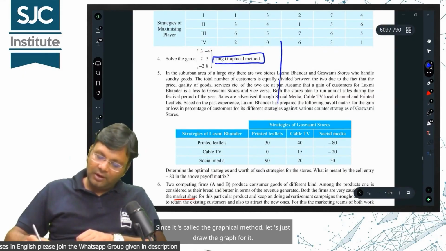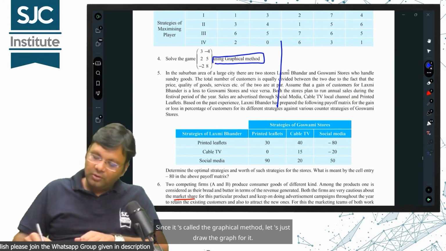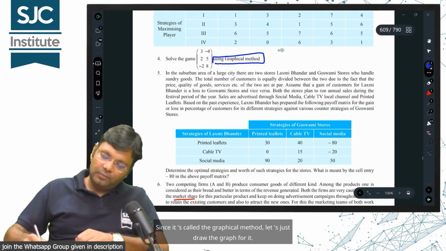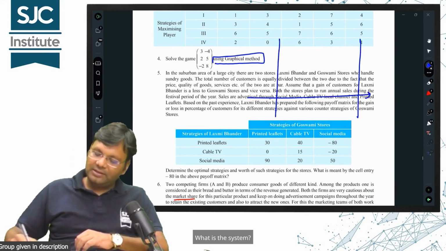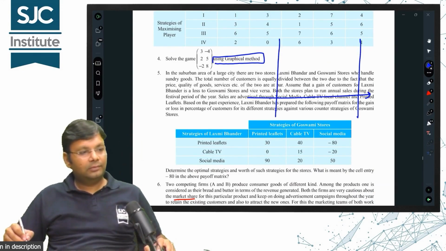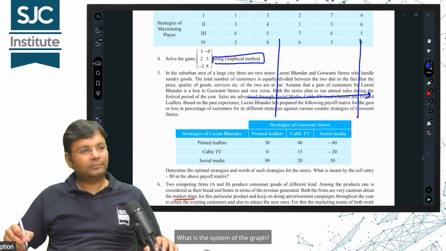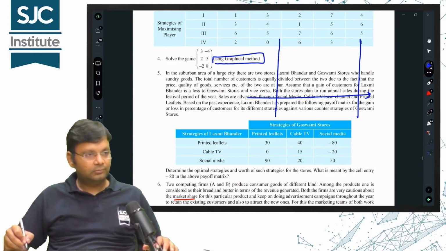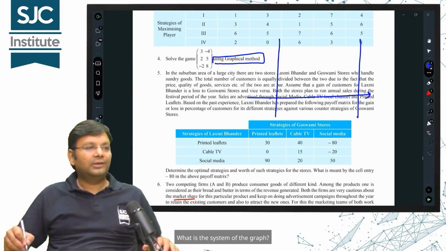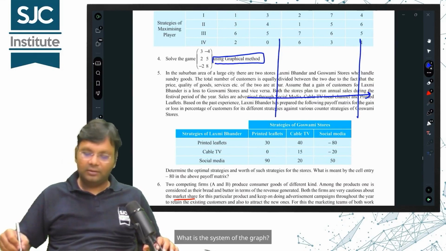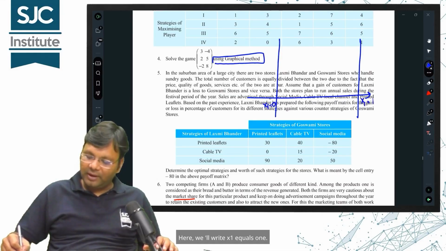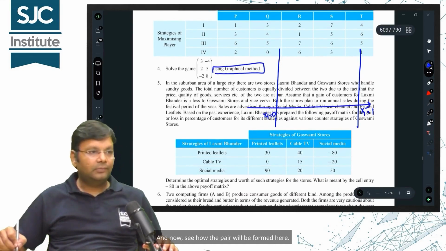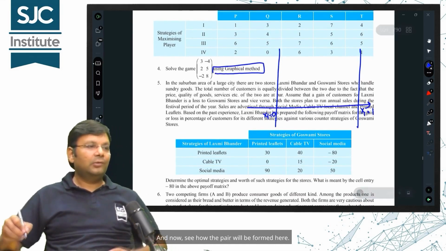Since it's called the graphical method, let's just draw the graph for it. You'll get a bit of an idea. What is the system of the graph? Here we will write x equal to 0. Here we'll write x1 equals 1. And now see how the pair will be formed here.